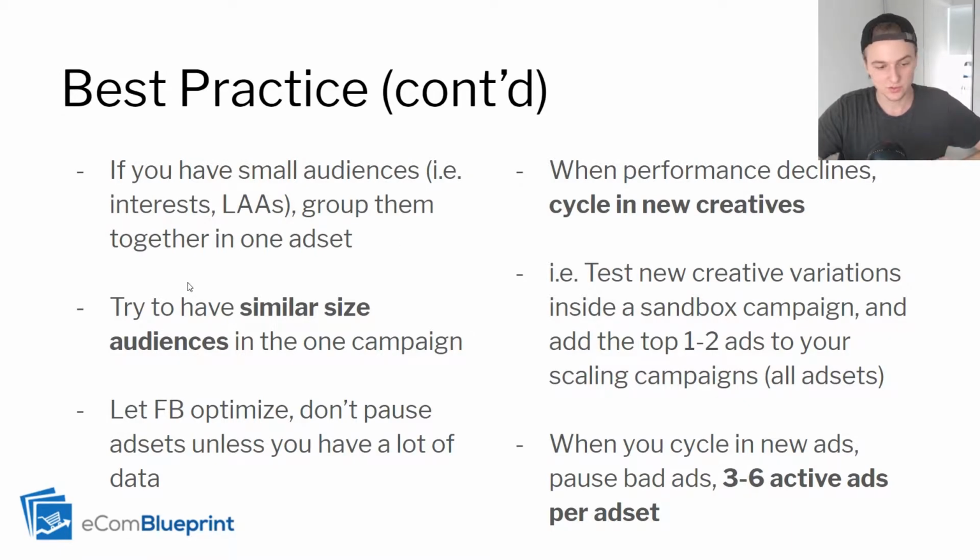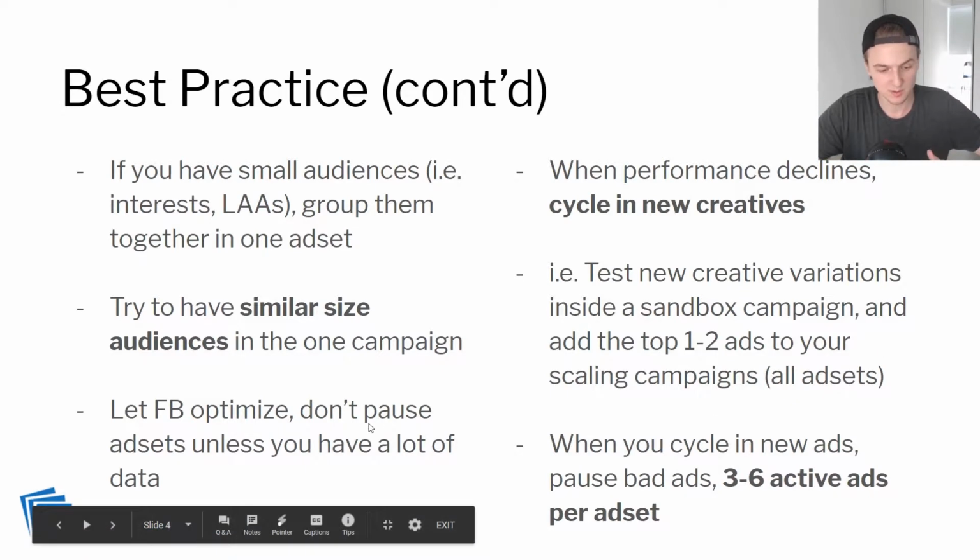You also want to try to have similar size audiences in the one campaign. This is because of campaign budget optimization. If you don't have similar size audiences in the campaign, for example, if you have an audience that's like 50 million and then you have one that's 5 million, Facebook has a tendency to spend way more towards the larger audiences. And so most of the spend is going to go towards the audience with 50 million. And so that's why I prefer to have similar size audiences in the one campaign.